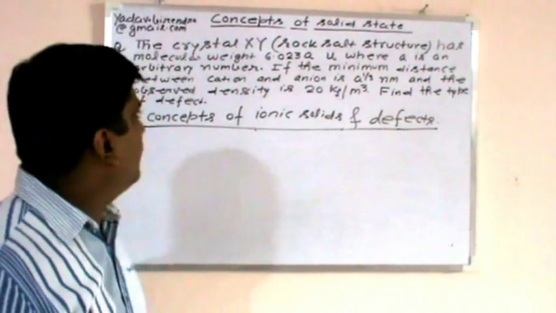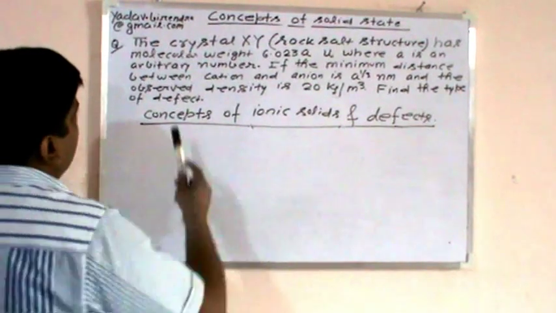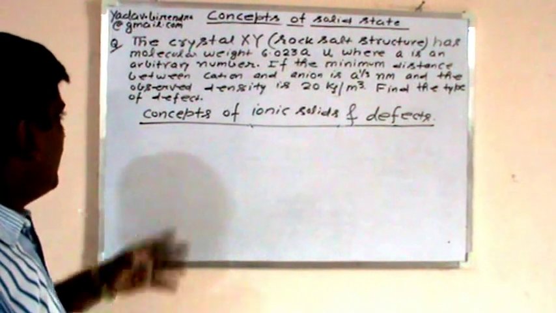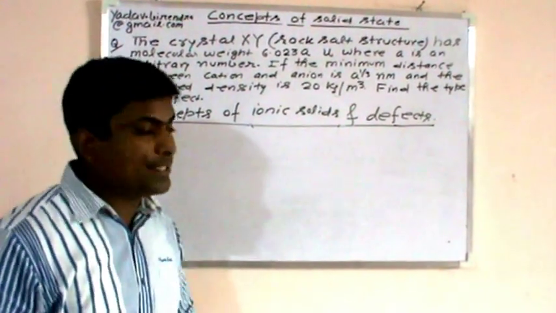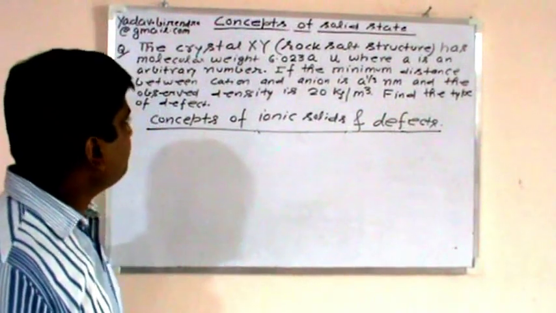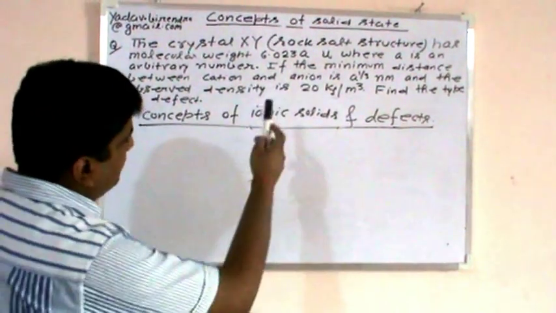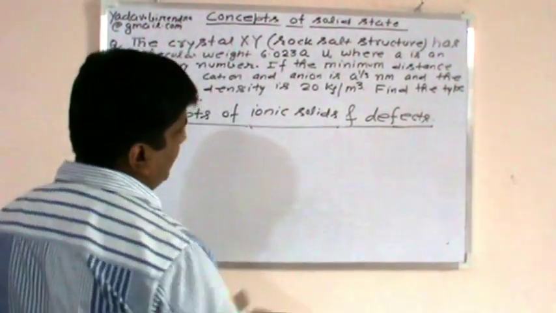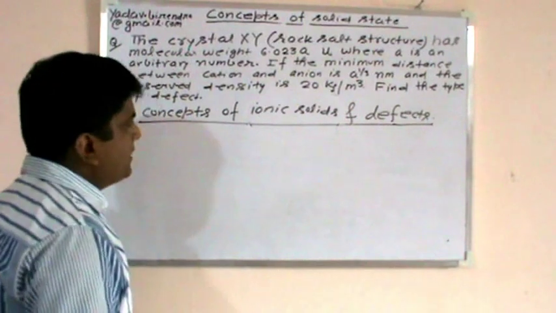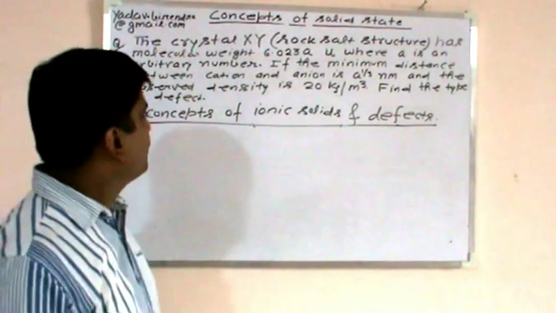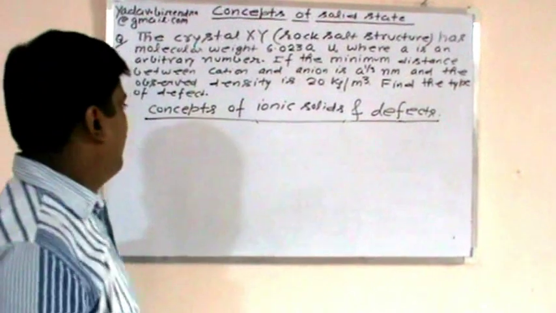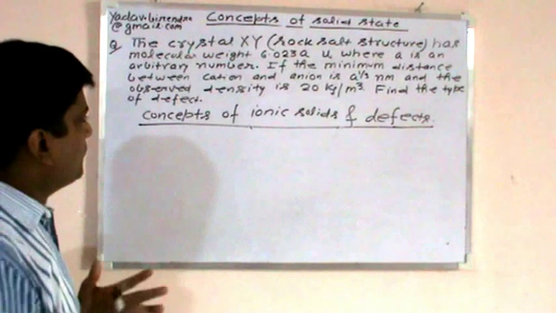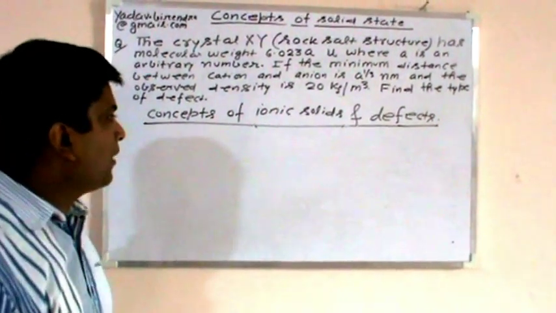Another question that I'll take here is: the crystal XY, which has rock salt structure, has molecular weight 6.023A. Further, the question says the minimum distance between cation and anion is 8 to the power 1 by 3 nanometer and the observed density is 20 kilogram per meter cube; find the type of defect. Now, to deal with these types of questions, we need to know the concepts of ionic solids and defects.